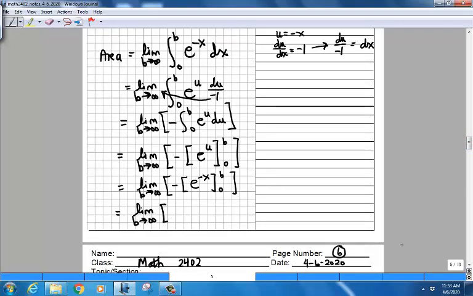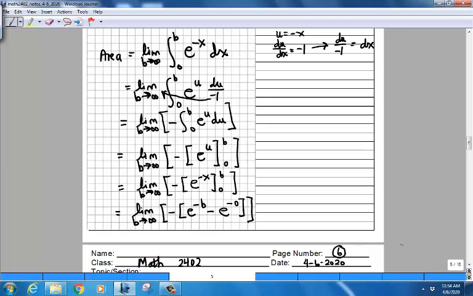All right, so now let's do it. So now we plug in the b, correct? So I have minus, and then e to the minus b, right? Okay, and then minus, so I plugged in the b, and then I have minus e to the minus 0, right? And don't forget this minus sign is still there as well.